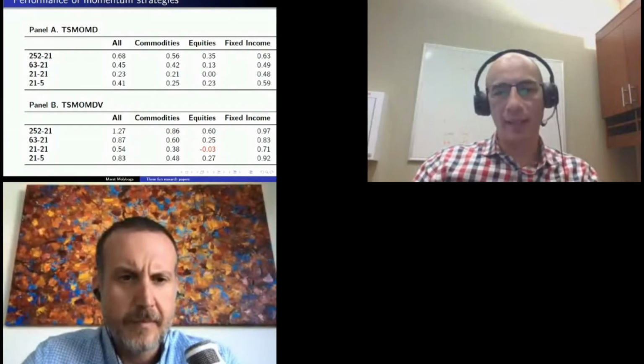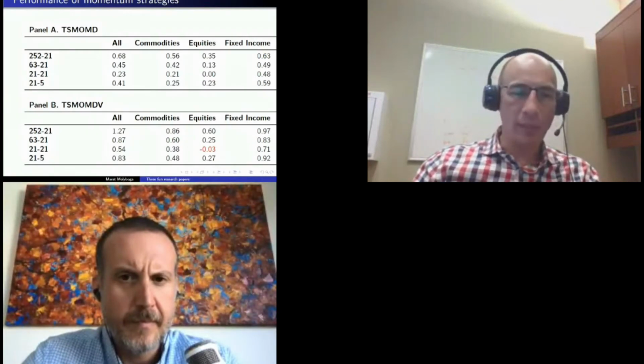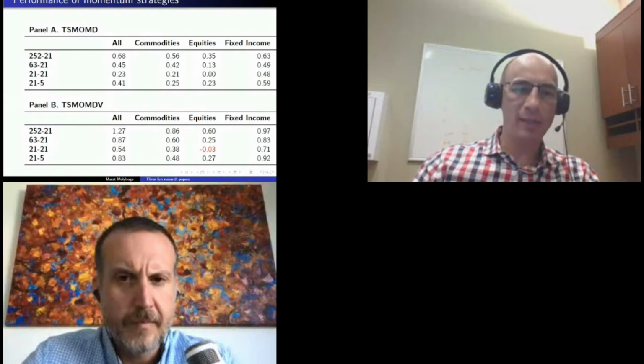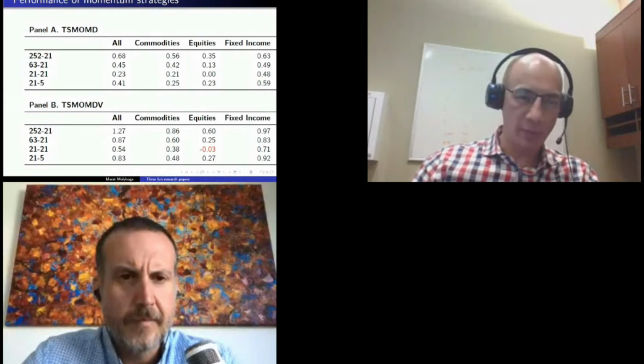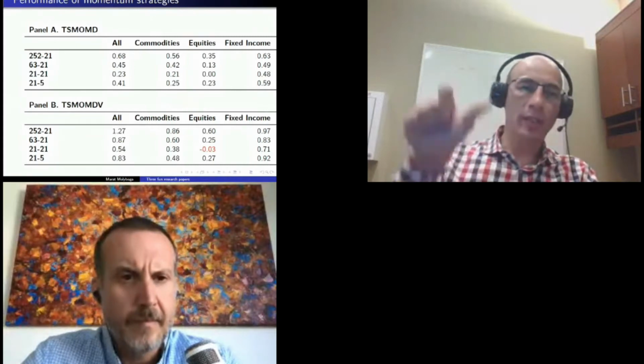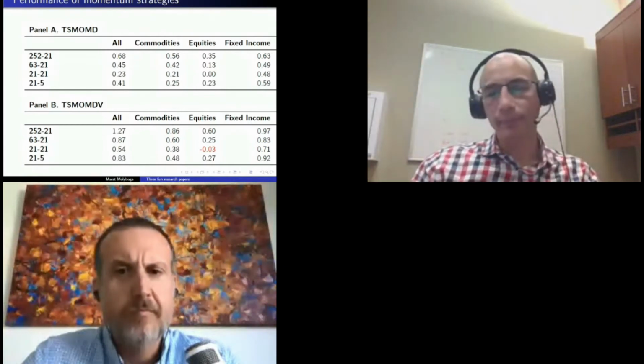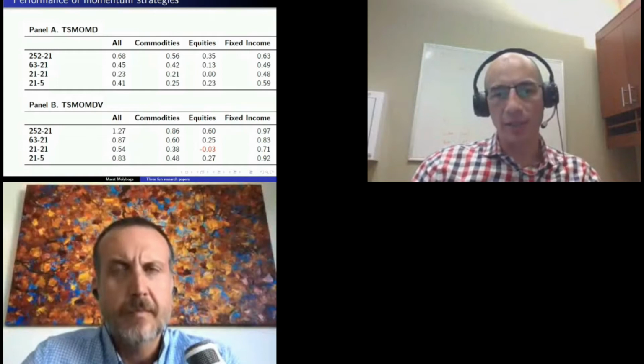We've replicated 12 months, 3 months, and 1 month momentum using daily returns. So a 252-day look-back period is roughly 12 months, a 63-day look-back period is roughly 3 months, and a 21-day look-back period is roughly 1 month. And then we hold either 1 month, which is 21 days, or 5 days, which is roughly 1 week. And we look at two strategies.